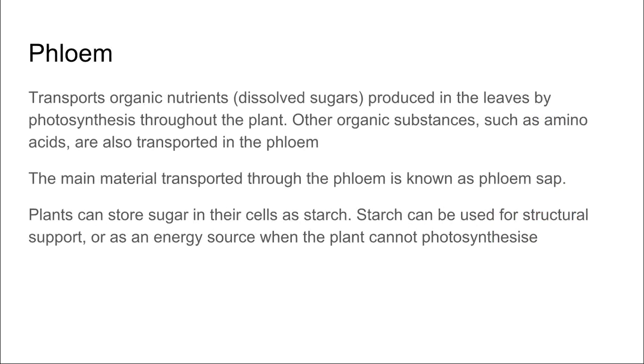The phloem, in contrast, transports organic nutrients, which are dissolved sugars produced in the leaves by photosynthesis, throughout the plant. Some other organic substances, such as amino acids, are also transported in the phloem. What we call this material that is transported through the phloem is phloem sap, and some of the phloem sap can be stored within the cells in the form of starch. When it is stored, it is used for structural support, but it can also be used as an energy source when the plants cannot photosynthesize.